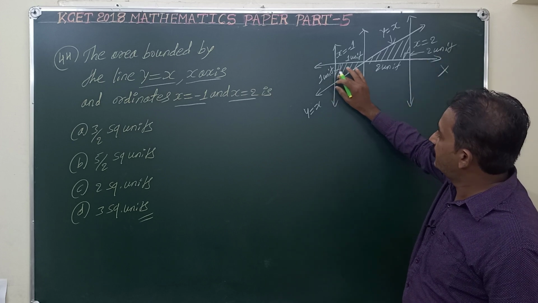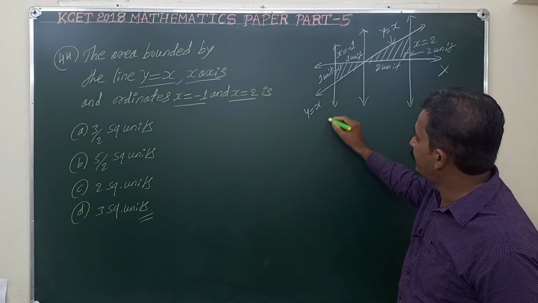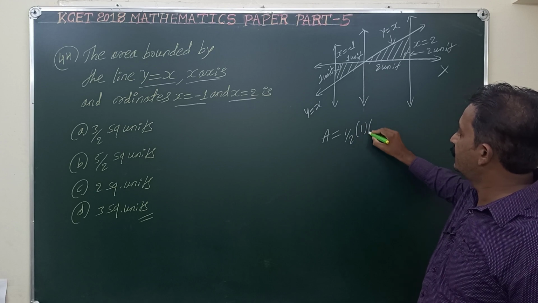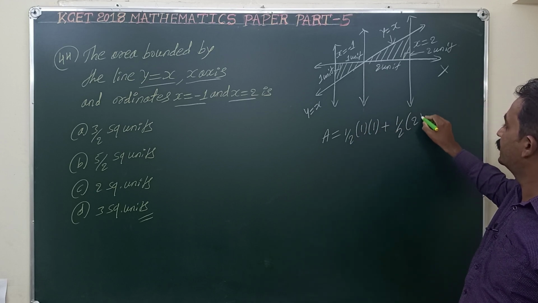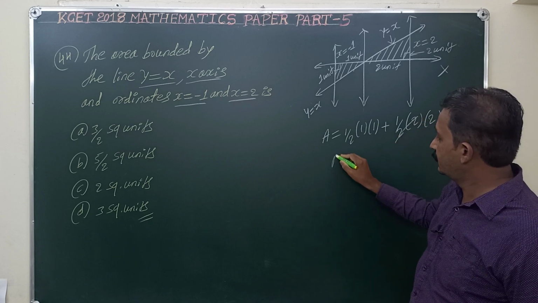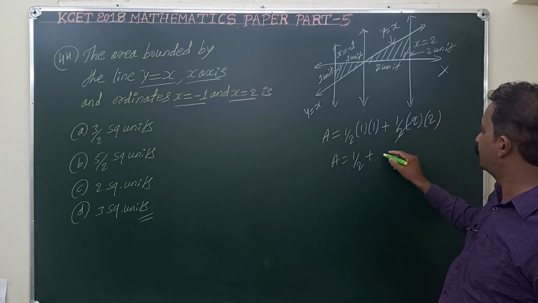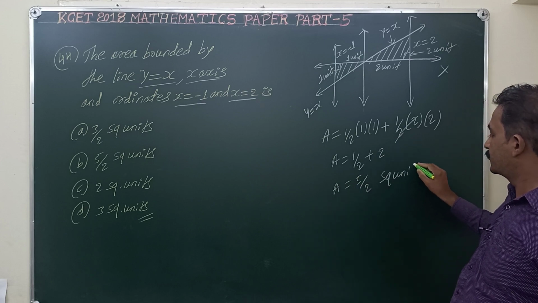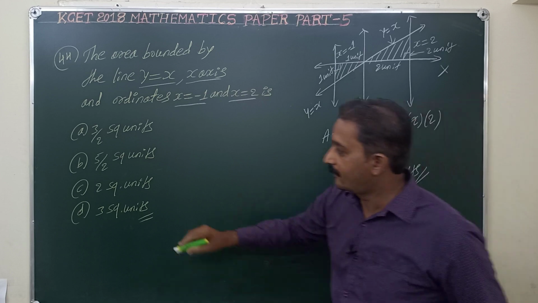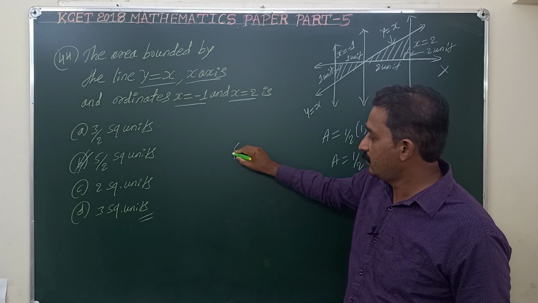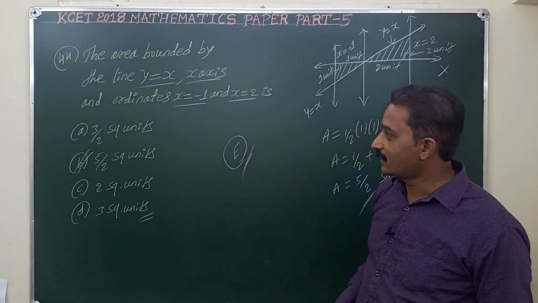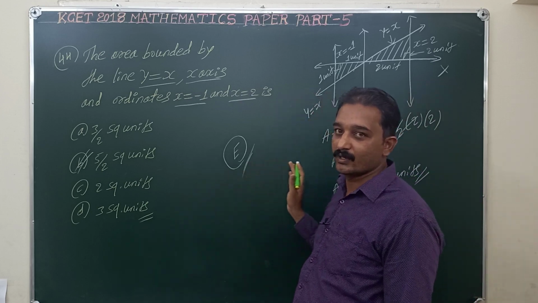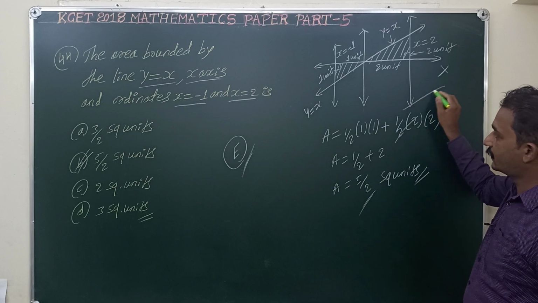Using base into height, we find the required area. Required area A is the area of this triangle, half into base into height, plus again half into base into height. So A is equal to half plus 2, that is 2 twos are 4, plus 1 by 2, giving 5 by 2 square units. So this is the answer of this question, 5 by 2. Option B is correct. This is an easy question, all the students solve it easily. This is an NCERT direct question. They ask this type of question in the theory examination, where it carries 3 marks. Here it carries 1 mark. I am solving this question by using a shortcut method. Take down.